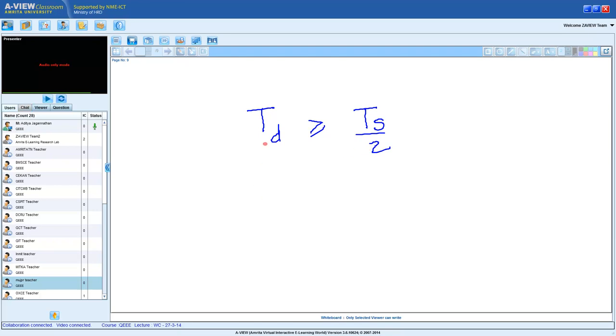Now what is the value of TD in terms of the coherence bandwidth? Can someone tell me? TD is 1 over 2BC. And what is TS? Symbol time, what is the relation to the signal bandwidth? Can someone tell me what is the relation between symbol time and signal bandwidth? Did we talk about this? What is the relation between TS and BS?